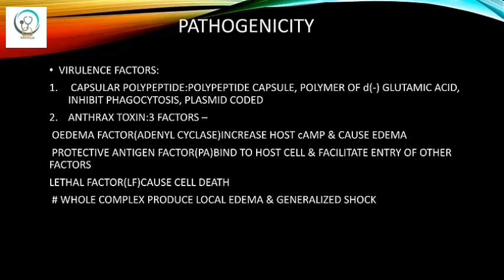The second virulence factor is anthrax toxin. The anthrax toxin is composed of three factors: edema factor, protective antigen factor, and lethal factor. The edema factor is an adenyl cyclase, which increases the host cyclic AMP level in the cell and causes edema. The protective antigen factor binds to the host cell and facilitates entry of the other factors, edema factor and lethal factor. The third factor, lethal factor, causes cell death.